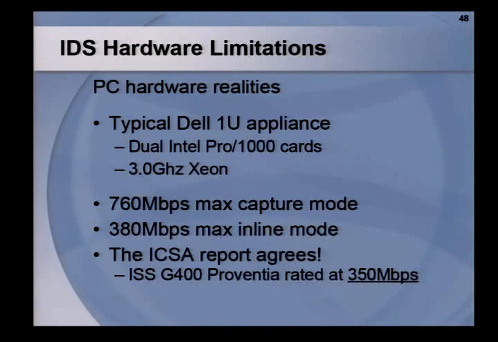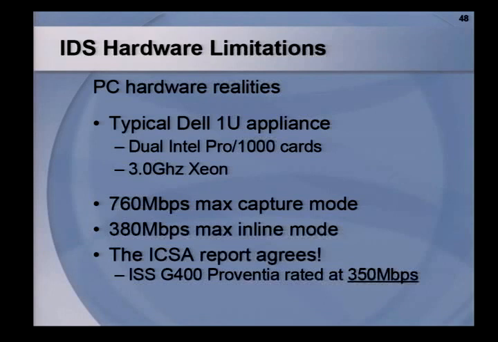So a little bit about realities on hardware appliances. A certain vendor uses a dual Intel Pro/1000 card in their appliance. That's a pretty beefy Intel card. That's about as good as it gets when it comes to PC commodity hardware and network cards. They've got a 3 gigahertz Xeon processor on that box. It's your standard Dell 1U rebranded appliance. The max capture mode for that box is 760 megabits per second. That's just as fast as that hardware can go. Whatever that vendor tells you otherwise, it doesn't matter because that's what the hardware can do. Unless they've got some magic wormhole going from the CPU to the network card, it's not going to happen.